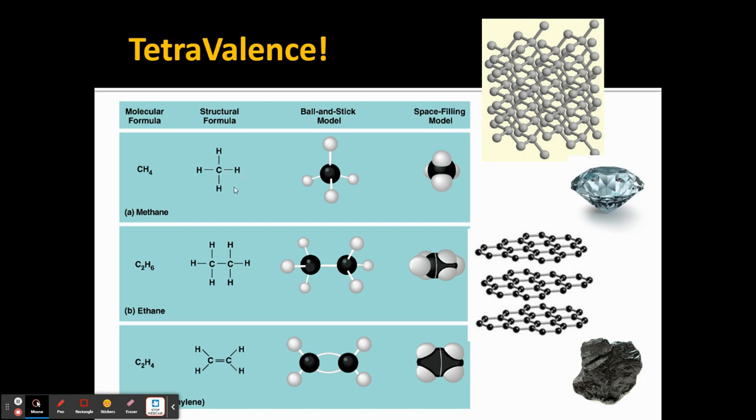Remember, tetravalence. So carbon can form 1, 2, 3, 4 covalent bonds. These are different models. This is a structural formula model. This is a ball and stick model, and this is a space filling model. This is what we were using the other day when we were looking at water molecules.